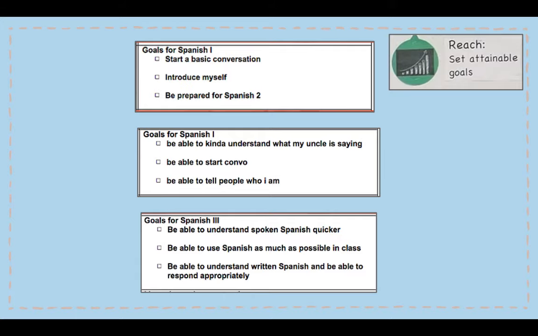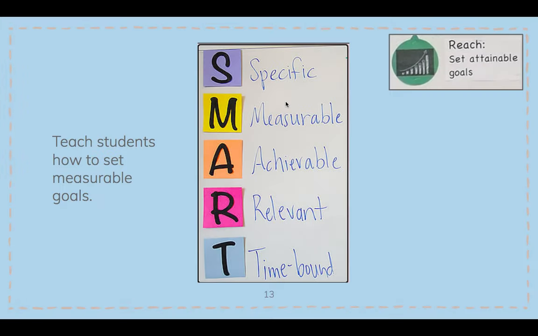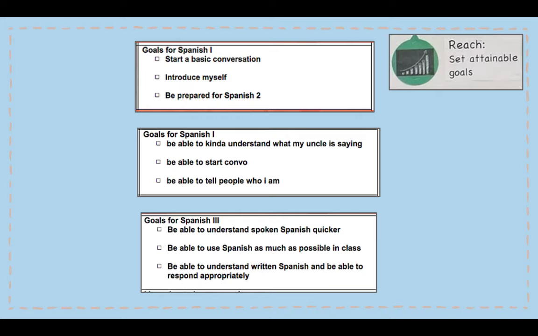Here are some of the goals that my students have set over time. I want to be able to start a basic conversation, introduce myself, and just be prepared for the next level. Is that a SMART goal? Is it specific? Yes. Is it measurable? Yes. Achievable, etc. So they kind of get the idea.